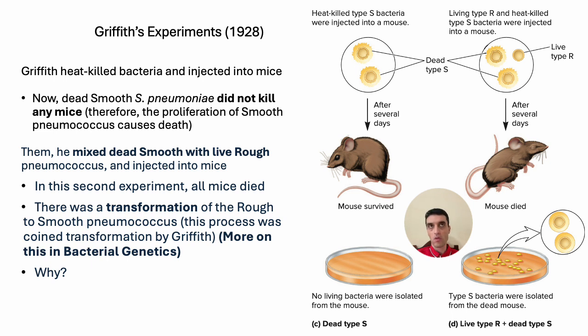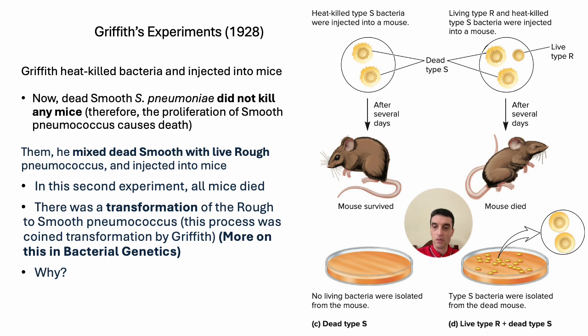Well, in theory, nothing would happen. A live rough pneumococcus doesn't kill. A dead smooth pneumococcus doesn't kill. So if you mix them together, in theory, no mice would die.